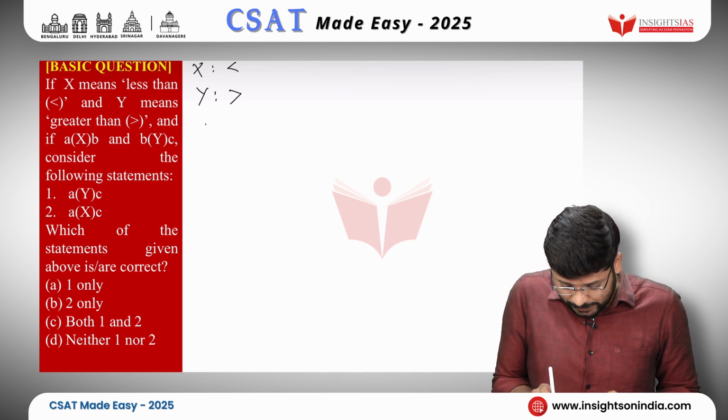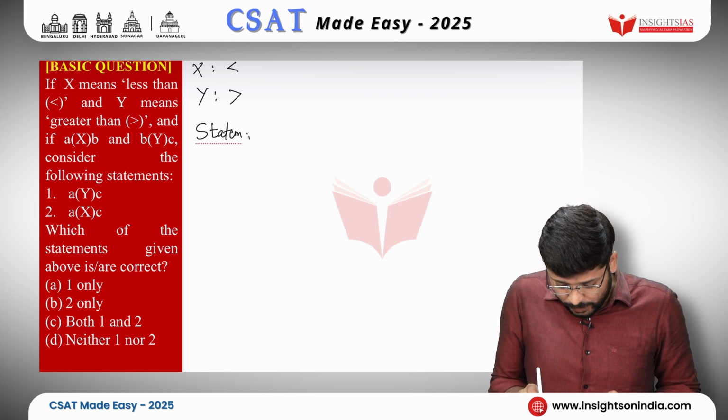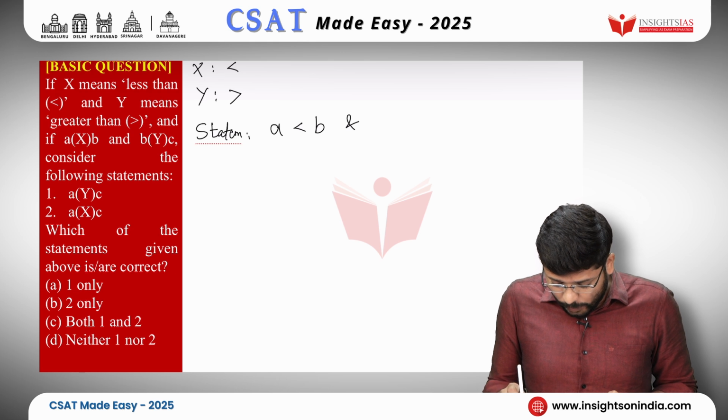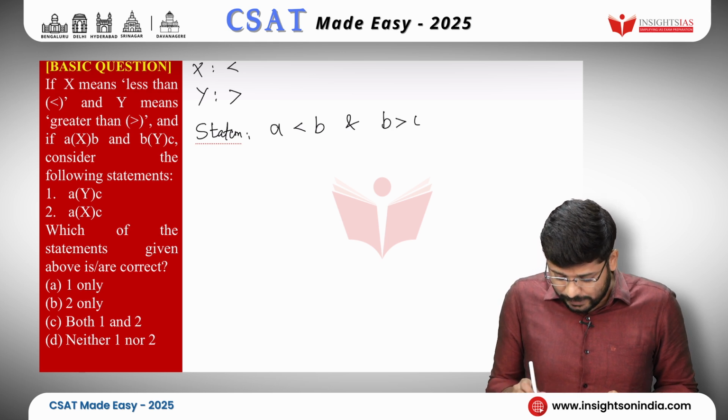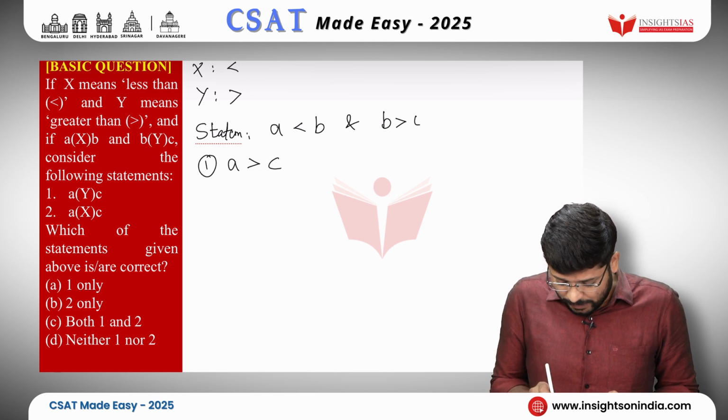Then what are the statements given? The conditions that they have given are, one is A X B, that is A less than B, and the other is B Y C, that is B greater than C. And what are the options given to us? The first one is A Y C, that is A greater than C, and the second one is A X C, that is A less than C.